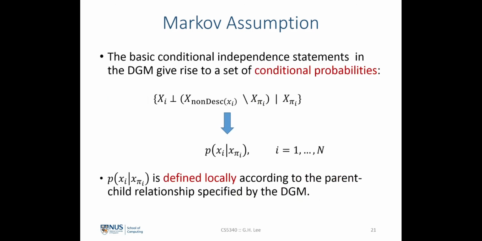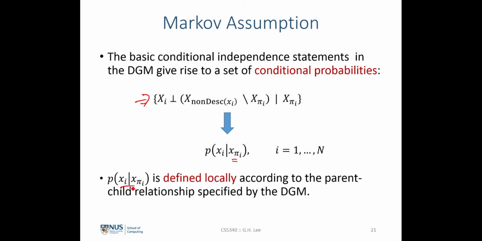And now we can generally state the Markov assumption that the basic conditional independence statements in the directed graphical model give rise to. Following the parent-child conditional independence relation that we have listed earlier, this directly gives rise to a set of conditional probabilities, which can be rewritten as the probability of xi conditioned upon x pi i. What this means is that since we observe the parents, xi is only dependent on x pi i, and is independent of all its non-descendants, which can be ignored in this particular conditional probability distribution.